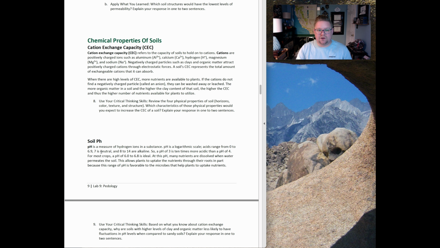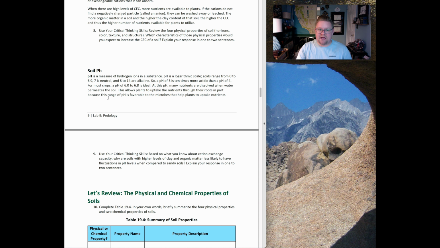That being said, we can look at its pH level. pH is a measure of the hydrogen ions in a substance. pH is a logarithmic scale. Acids go from 0 to 6.9, 7 is neutral, and then 8 to 14 are going to be alkaline. So a pH of 3 is 10 times more acidic than a pH of 4, so on and so forth.